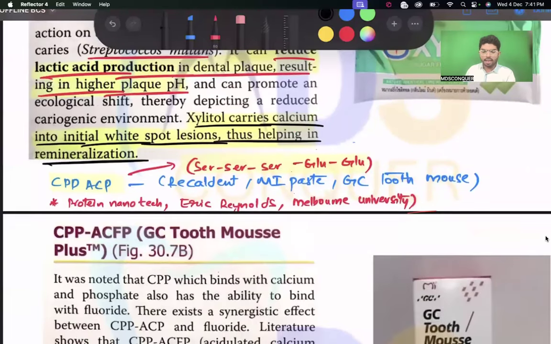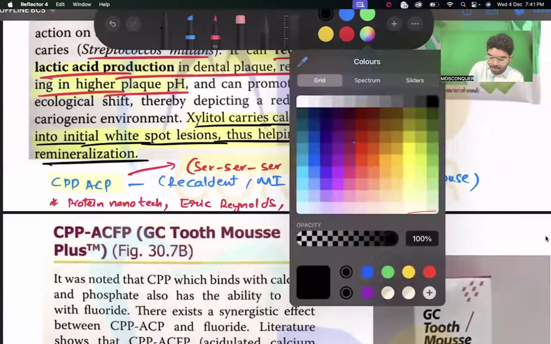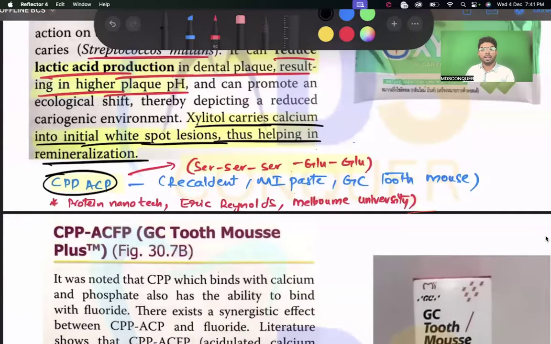I want to jump into the next part, that is CPP-ACP, casein phosphopeptide amorphous calcium phosphate. That is available as Recaldent. Chewing gums are also available. MI Paste is there. Even if they're talking about MI Paste, Recaldent, or GC Tooth Mousse, these are the three familiar brand names for CPP-ACP. Whenever you see these things, first of all, it should hit your brain that it is a remineralizing agent. Okay, so what is this?